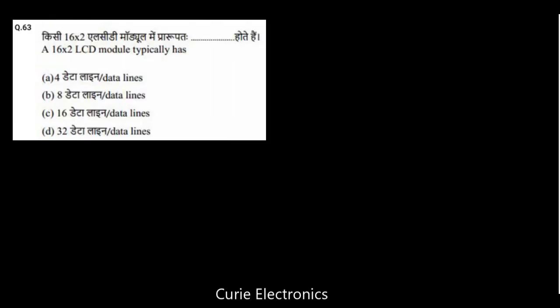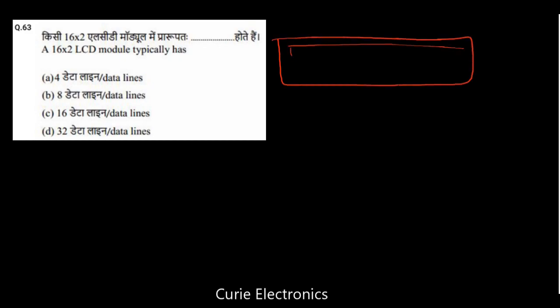A 16x2 LCD module typically has 16 by 2, which means in an LCD display there are 16 characters on the top line and 16 characters on the bottom line. To send this data, usually we use 8 data lines. Using 4 data lines also we can transmit the data, but the standard is usually 8 data lines.